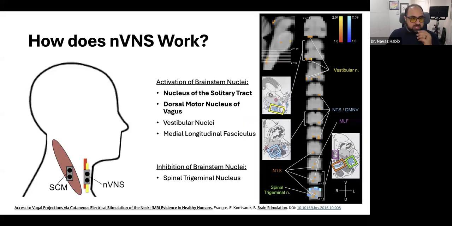How does it work? Well, this is an fMRI study showing that when you stimulate directly on the carotid sheath in the correct areas, we're getting direct activation of the nucleus tractus solitarius and dorsal motor vagus nucleus. Okay. You're also going to get a little bit in the vestibular nuclei, medial longitudinal fasciculus, and you're actually going to inhibit activation of the spinal trigeminal nucleus, which happens to relay a lot of pain information as well. So really important to note there.